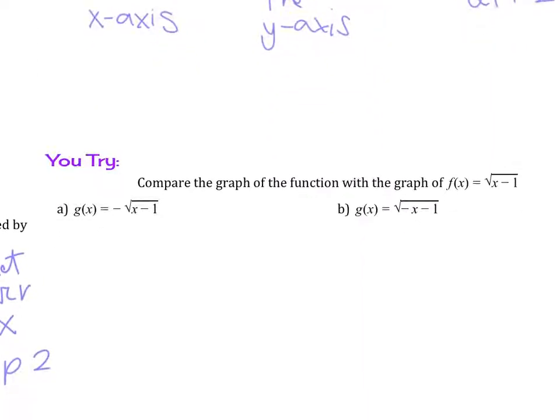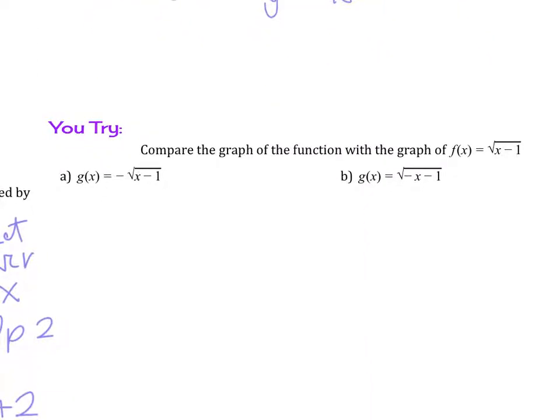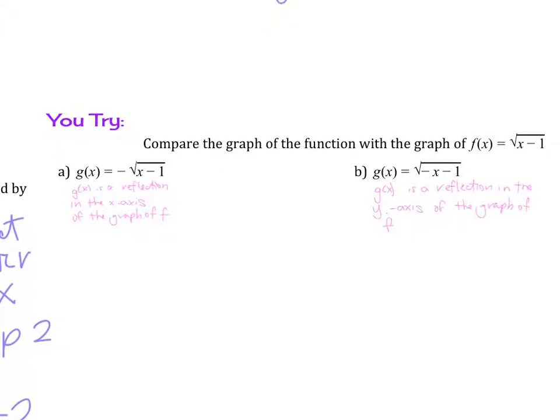So go ahead and try these two examples down here. If you try that out, letter A is a reflection in the x-axis of the graph of f. And then letter B, g of x is a reflection in the y-axis of the graph of f.